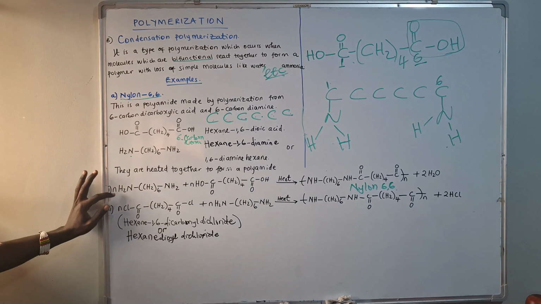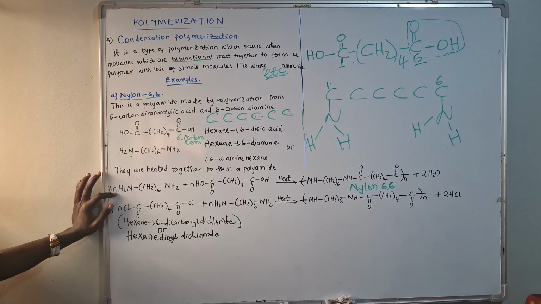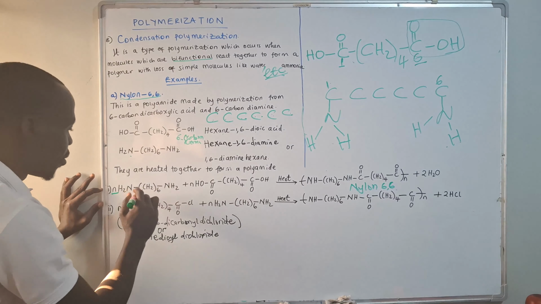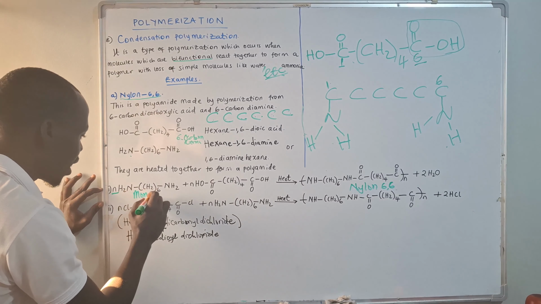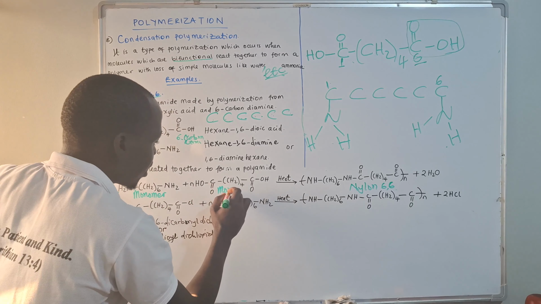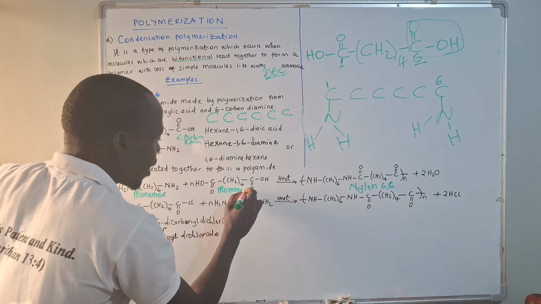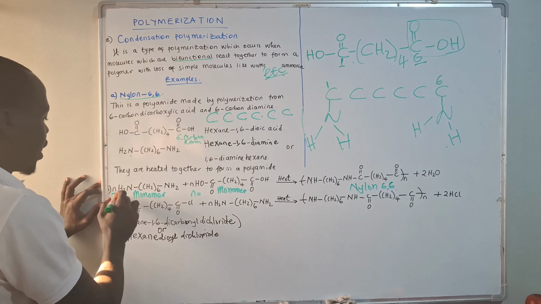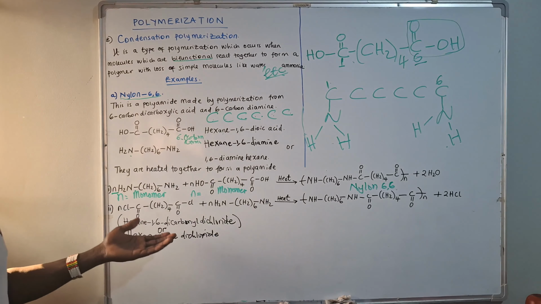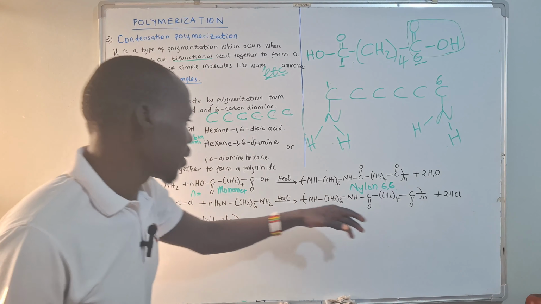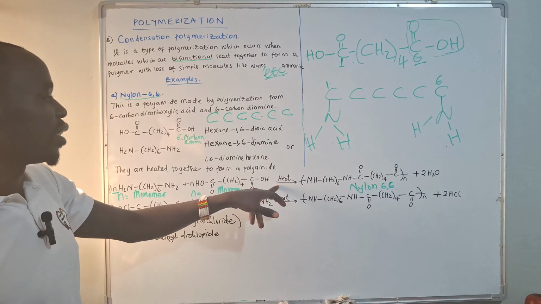Okay, now here this N stands for the number of what? Monomers. So these are the monomers. I can say this is a monomer. This one also is a monomer. But now, N indicates that several of them can combine together to form what we call nylon 6,6. But the condition here is heat.